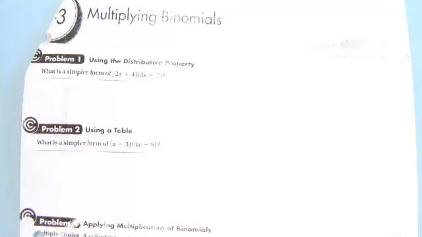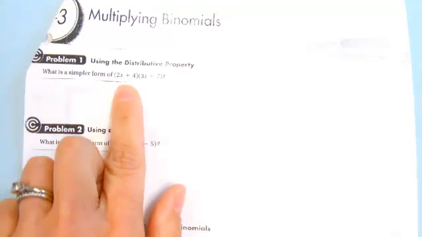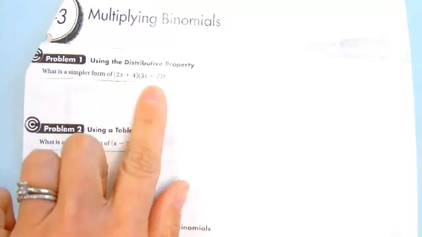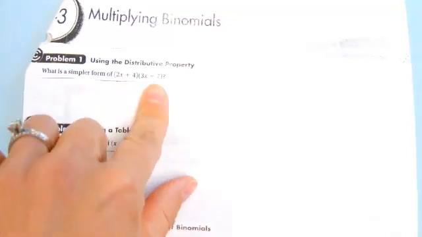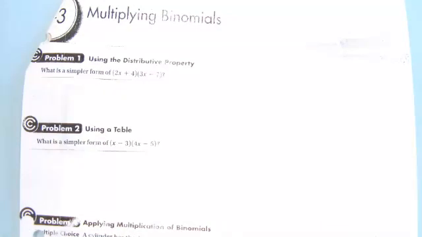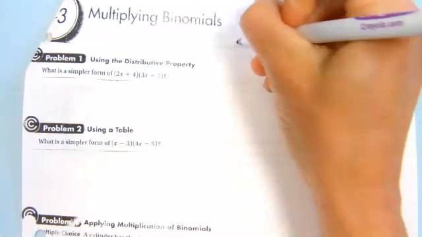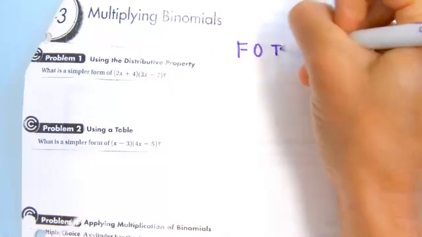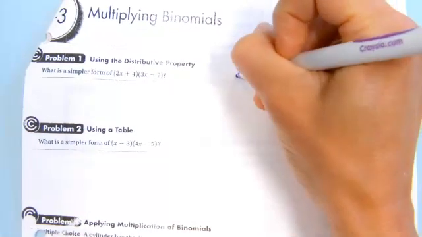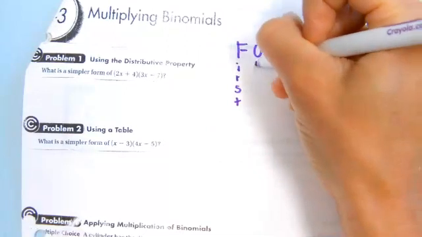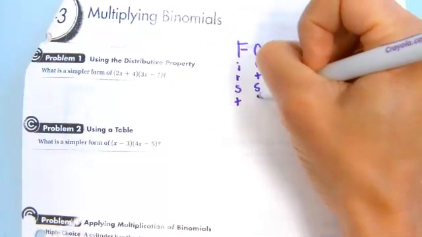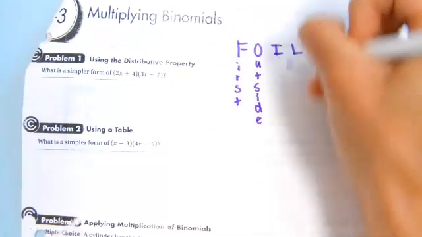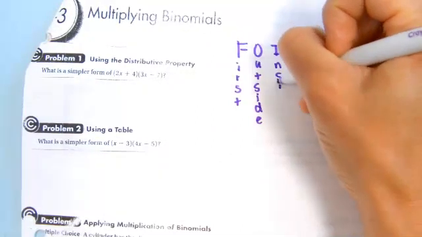Okay, so multiplying binomials means you're going to take a binomial and multiply it by another binomial. The way I learned this in school was called the FOIL method. If you ever are asked about it, FOIL means first, outside, inside, and last.